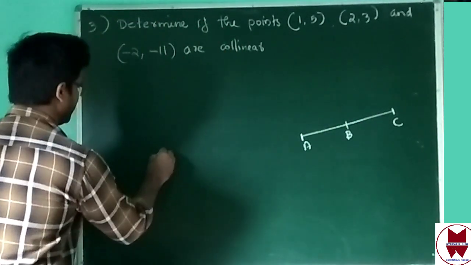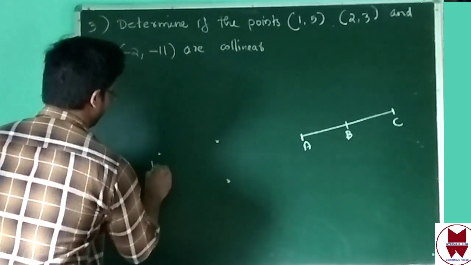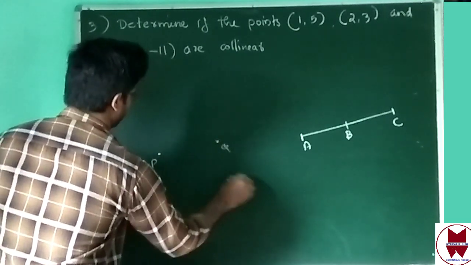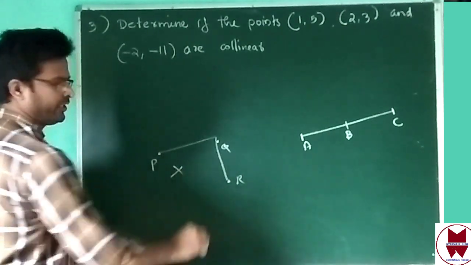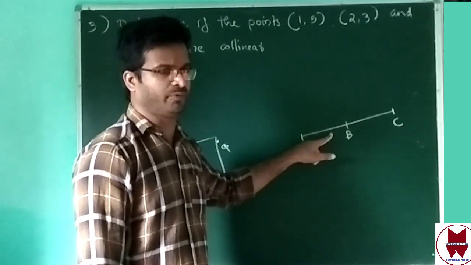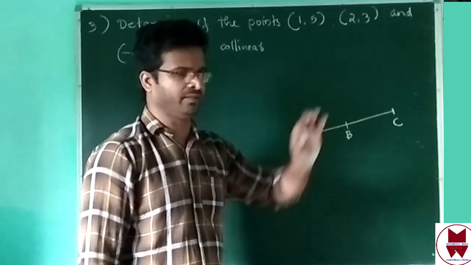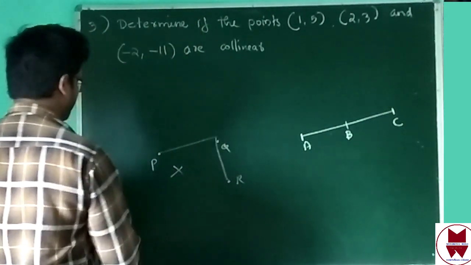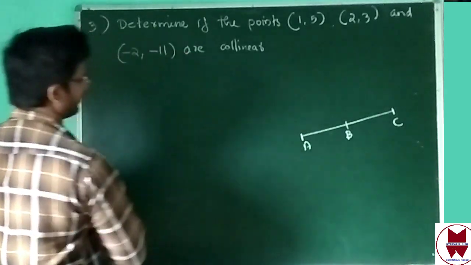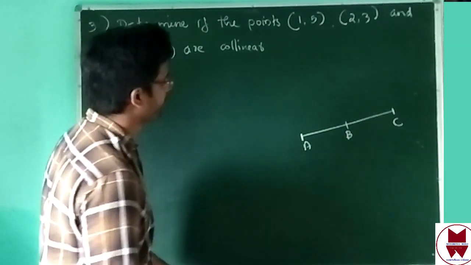Then if we consider another 3 points P, Q, R, if you join them, what will you get? You will not get a straight line, isn't it? This is not a collinear set, but this is a collinear set because A, B, C are on the straight line. Then we have to prove it using the distance formula. How can we prove it? Check it.